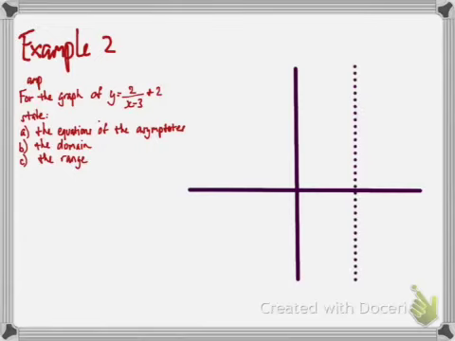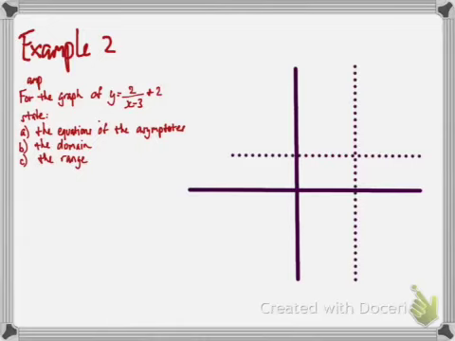Good. What about the plus 2? Where's that going to take the graph? Daniel? Up 2. Yep. So there's our axes. So it's going to look something like this.